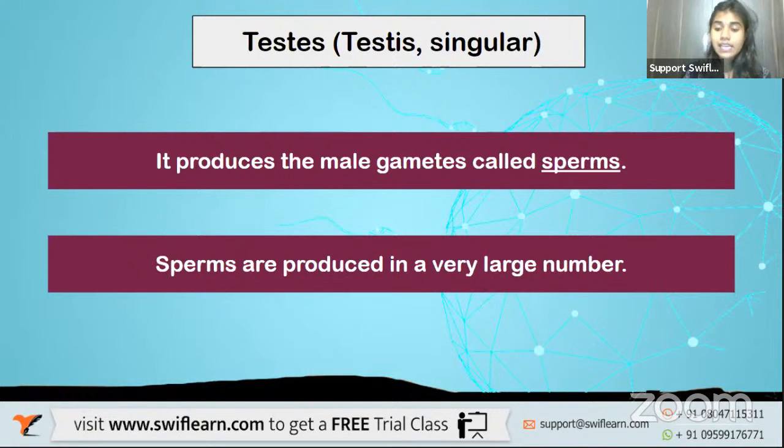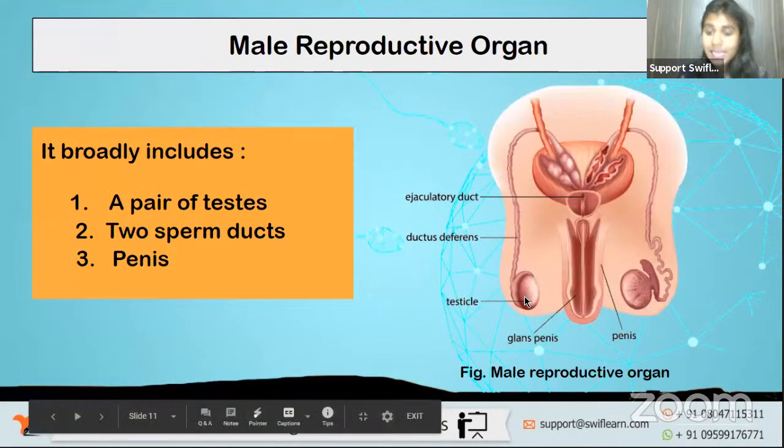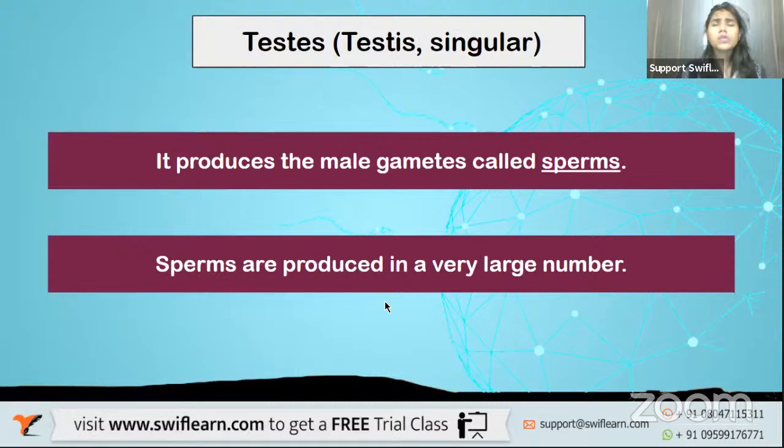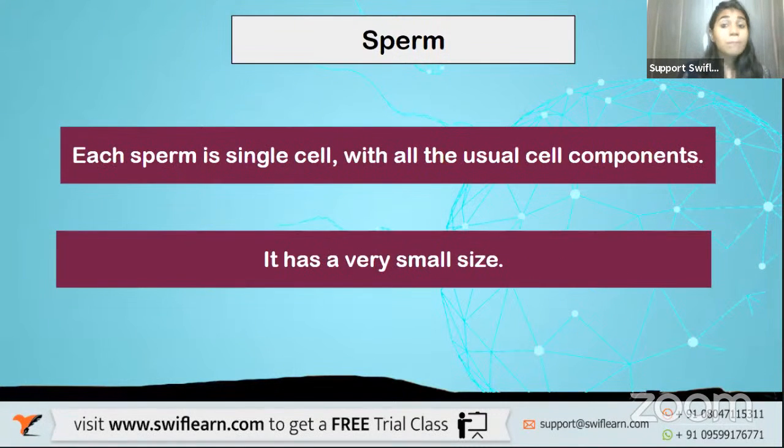You can see this part is called the testis, and this testis will produce sperms. Sperms are produced in large numbers because they have to swim through the vaginal tract and reach the fallopian tube where the ova is present for fertilization. Some might reach, some might not reach. So a huge number of sperms need to be produced so that at least one sperm will meet the ova. Clear?